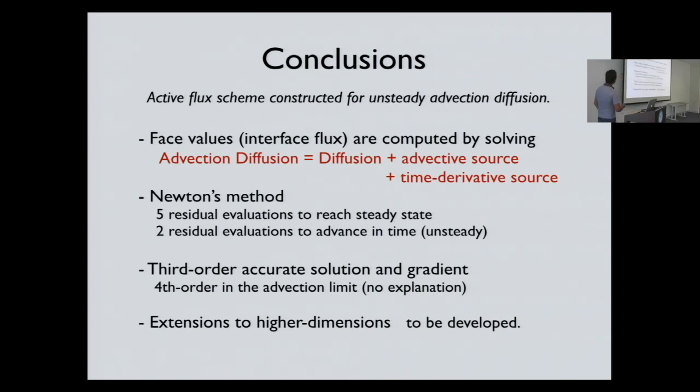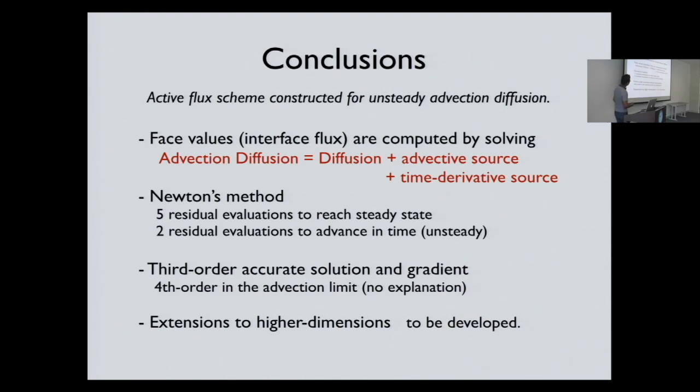So, the Active-Flux scheme is constructed for unsteady advection diffusion. And the phase values are computed by solving advection diffusion as a diffusion plus source terms. And Newton's method takes 5 residual evaluations to reach steady state and 2 for unsteady. And we still don't understand this third order, fourth order in the advection limit, which is a nice thing, but I just don't know why.